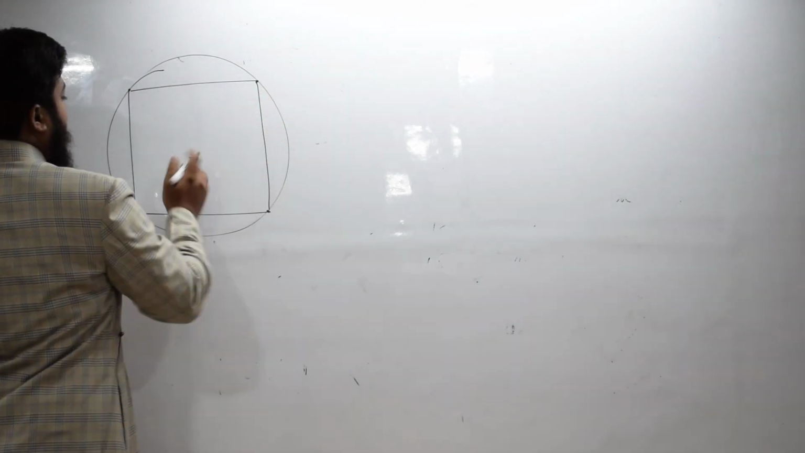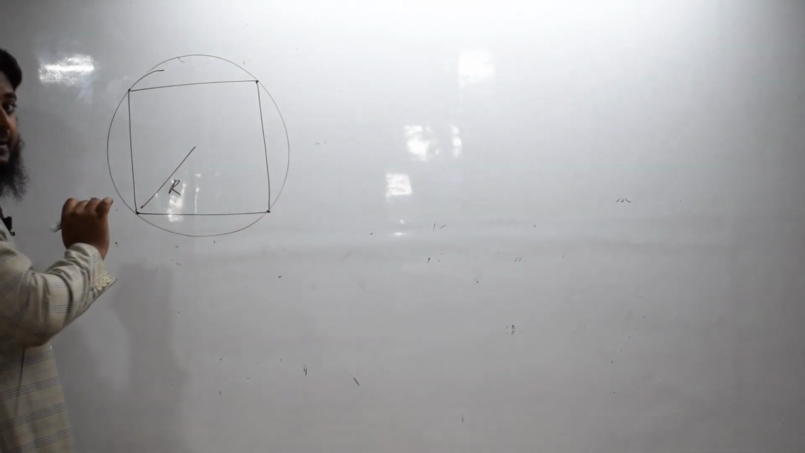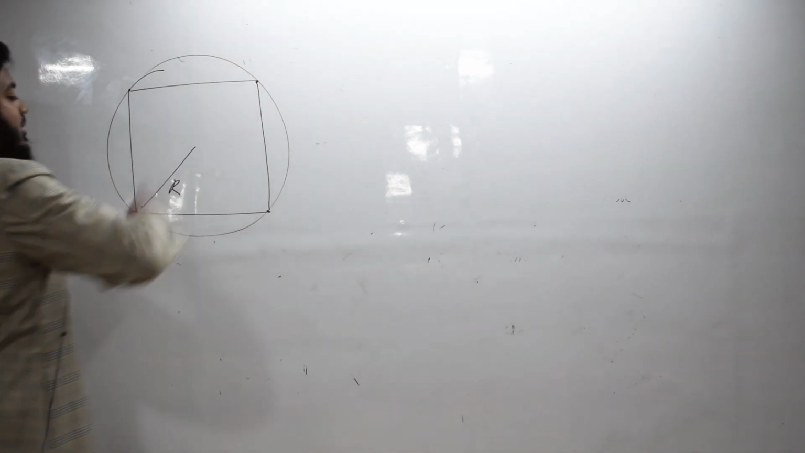So, the speed of each particle. Now, you can see this is radius R, and this whole thing is R.